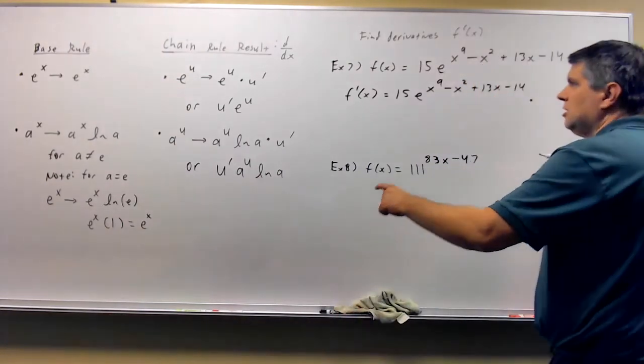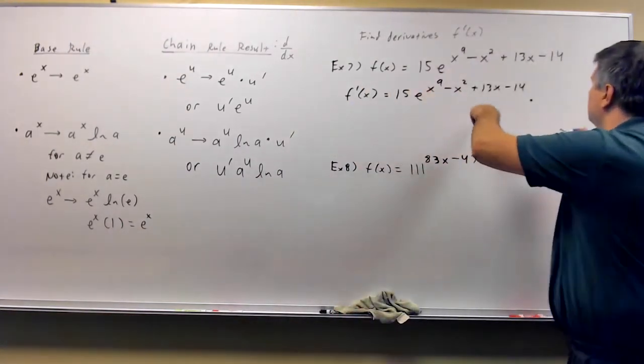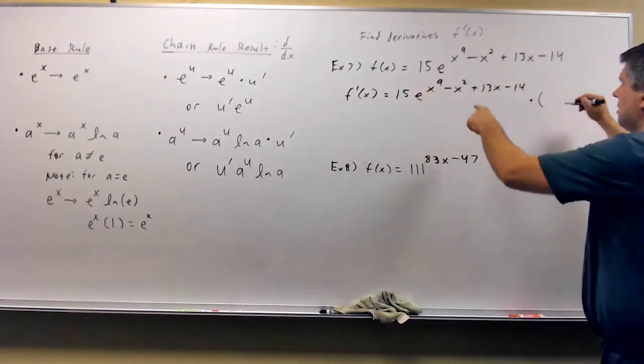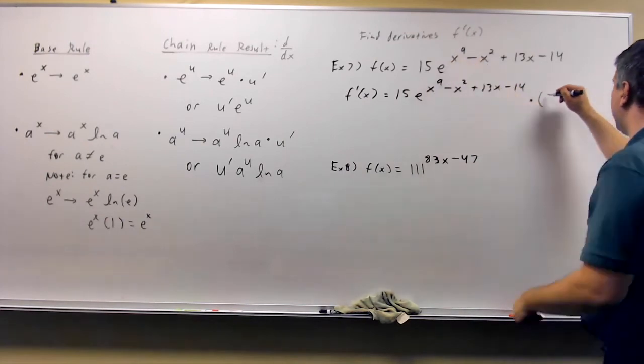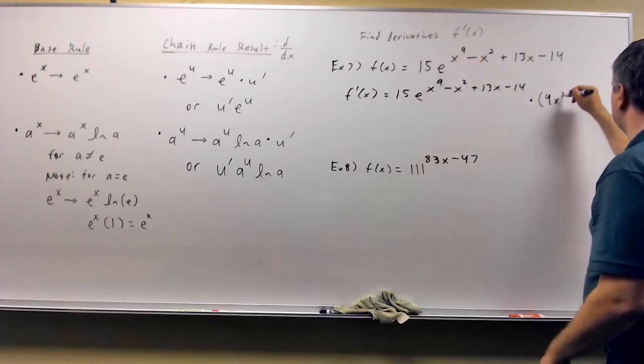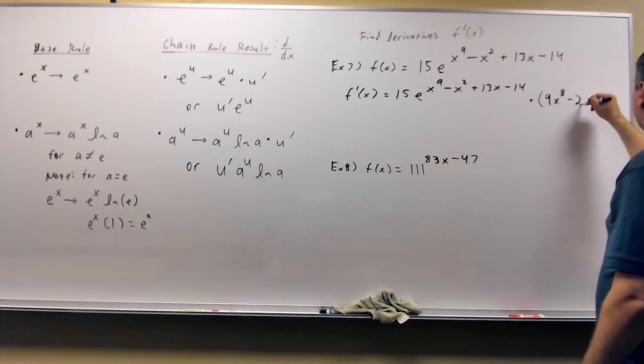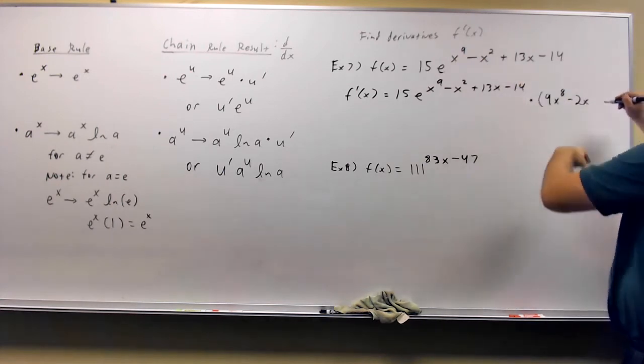Times the derivative of the exponent. So that's going to be 9x to the 8th minus 2x plus 13.